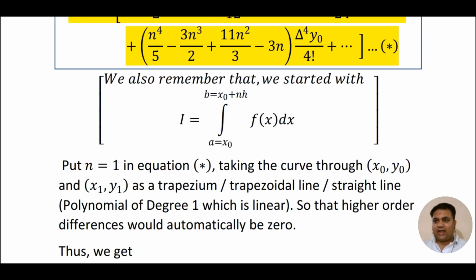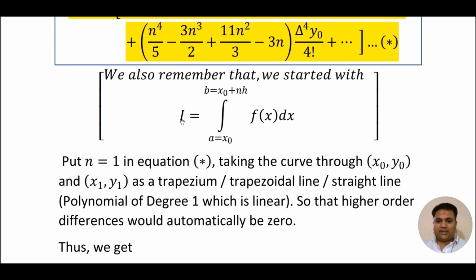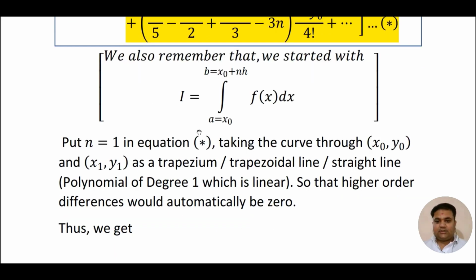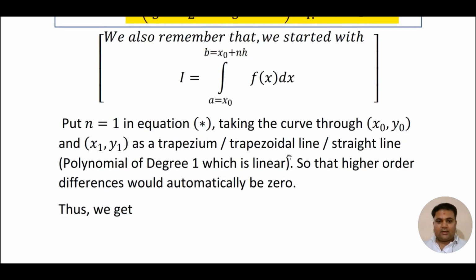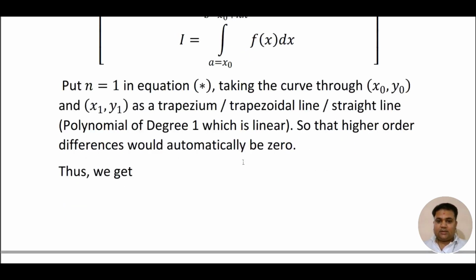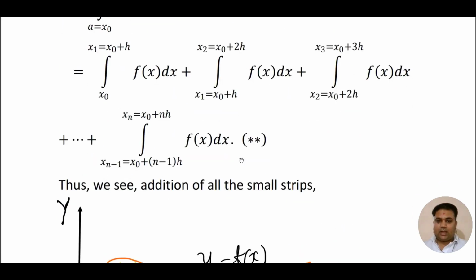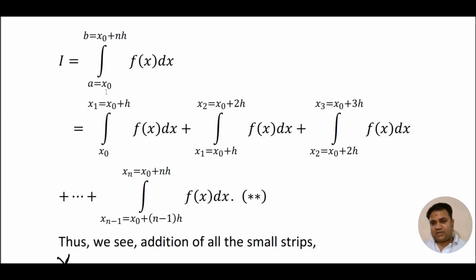So here, put n is equal to 1, for example. Then what do we get here? We are considering 2 points (x0, y0) and (x1, y1) as a trapezium or trapezoidal line. We are going to connect them, and for these 2 points, if you want to construct a difference table, you can easily see that only first order terms will be there. The higher order differences would be 0.